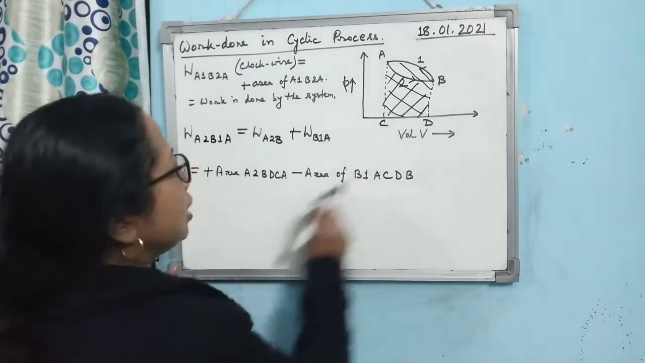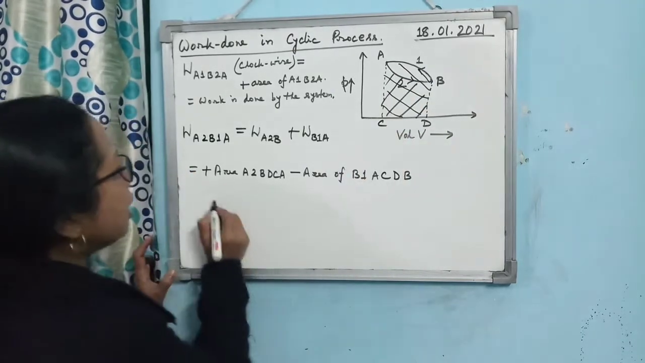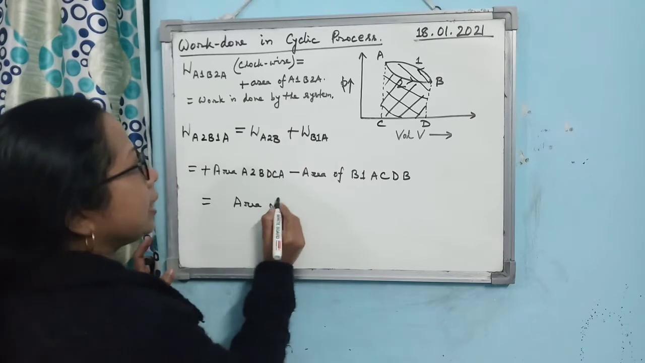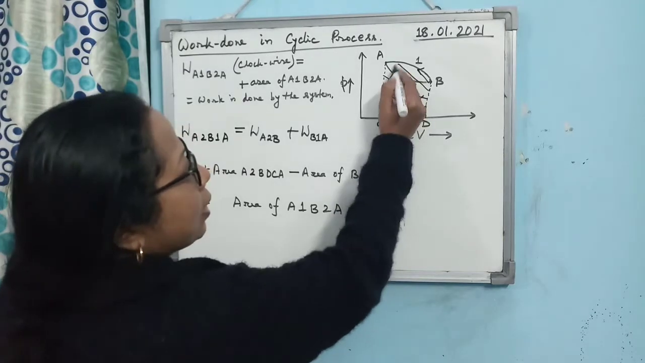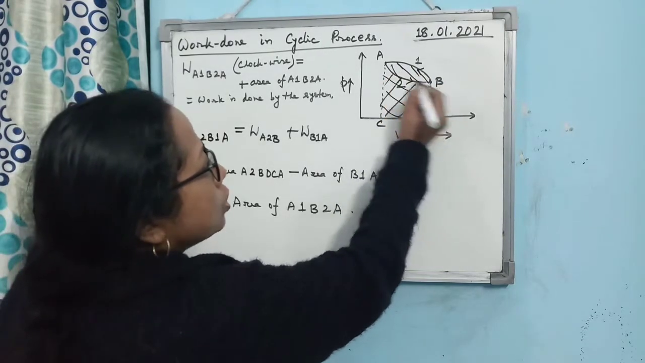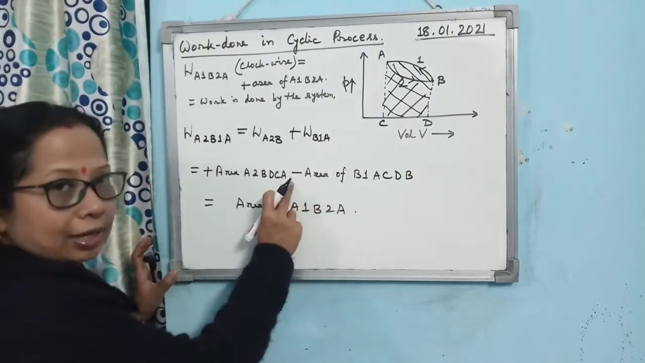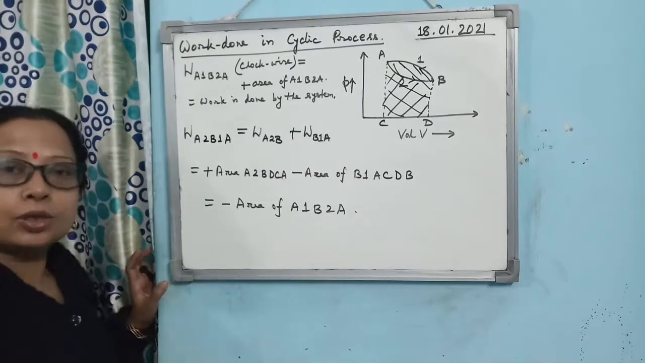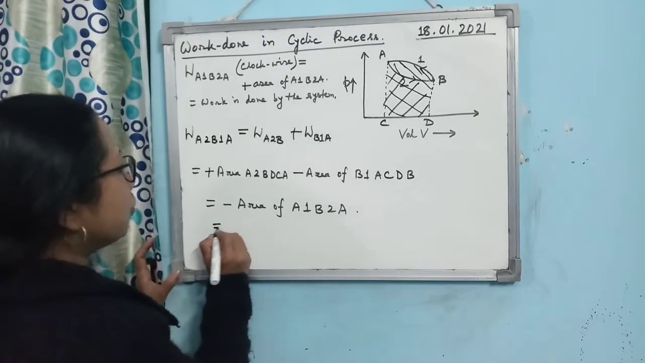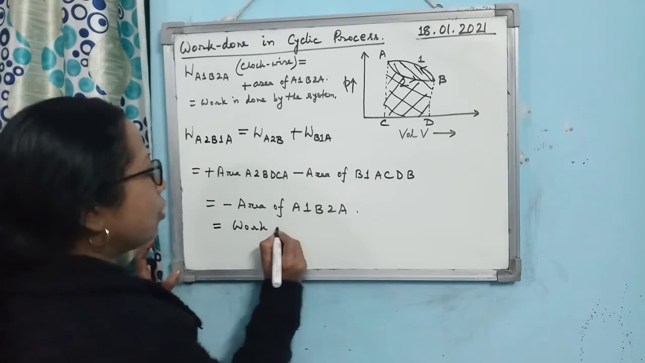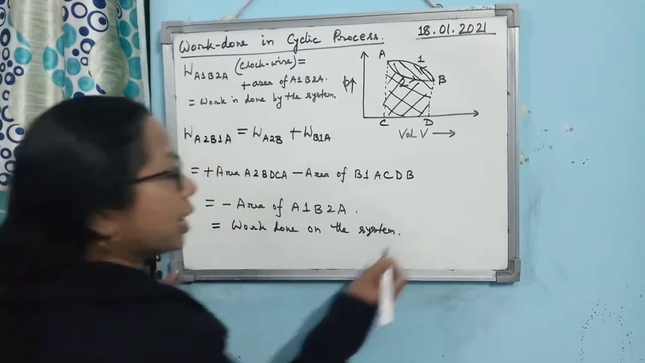So, if you consider this entire bigger area and subtract this smaller area, what are you getting? Again, you are getting the area of A1BA, means again the area within the closed graph. But here, look at this one: the bigger area is negative. So what will be the sign of the total work done? It will be minus area of A1BA. And when the work done is negative, it will be work done on the system. Means somebody else is doing the work and work is done on the system.